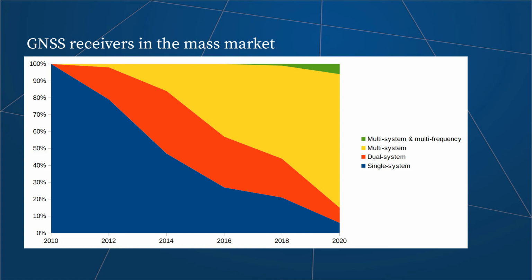Those were receivers supporting only GPS. And then with the years, dual system became popular. Those are receivers supporting GPS and GLONASS or GPS and Galileo. And now we have predominantly multi-system receivers, receivers that support three or all four systems. And recently, and very slowly, we are still in the beginning of the penetration of multi-frequency receivers.